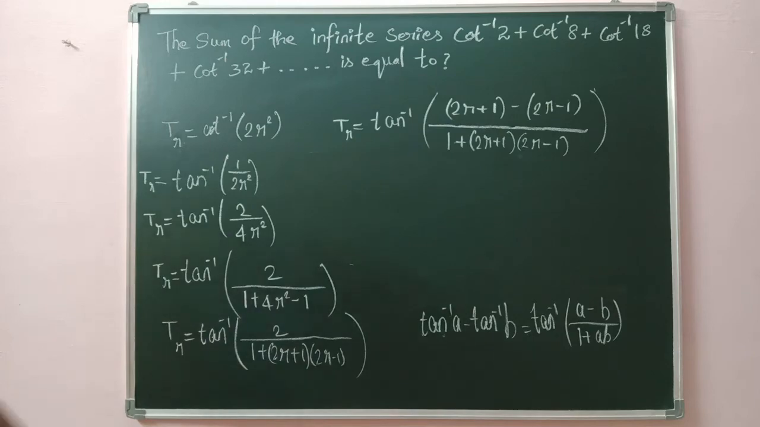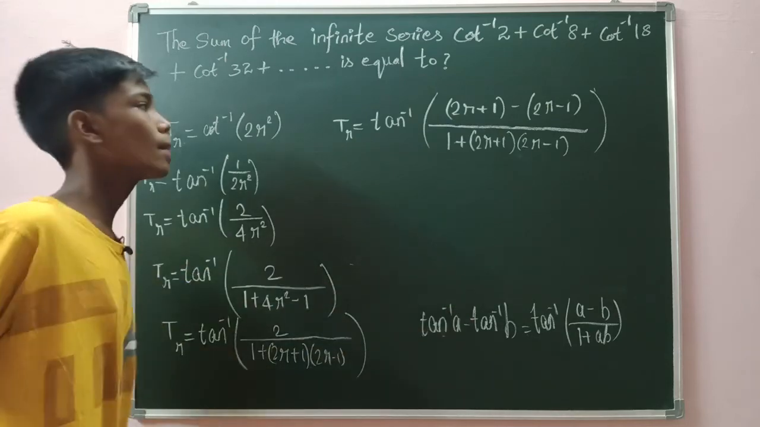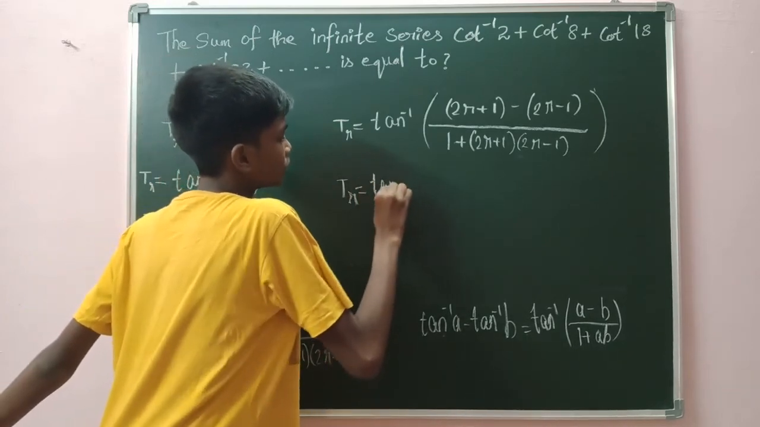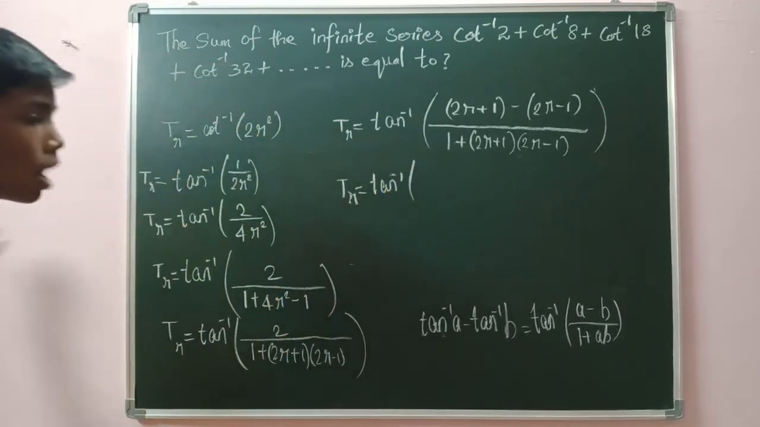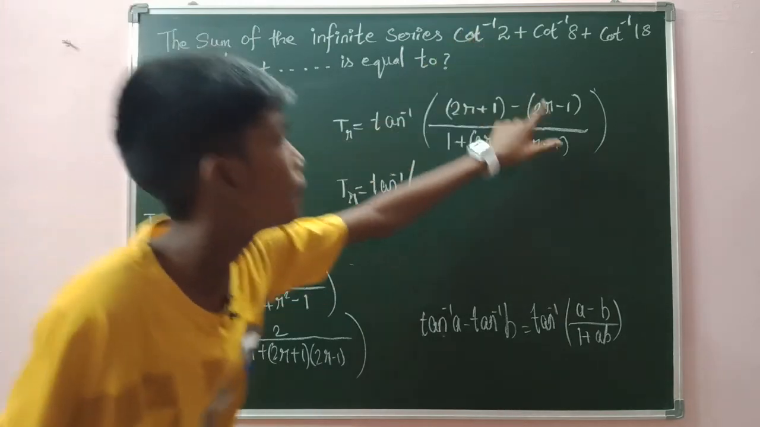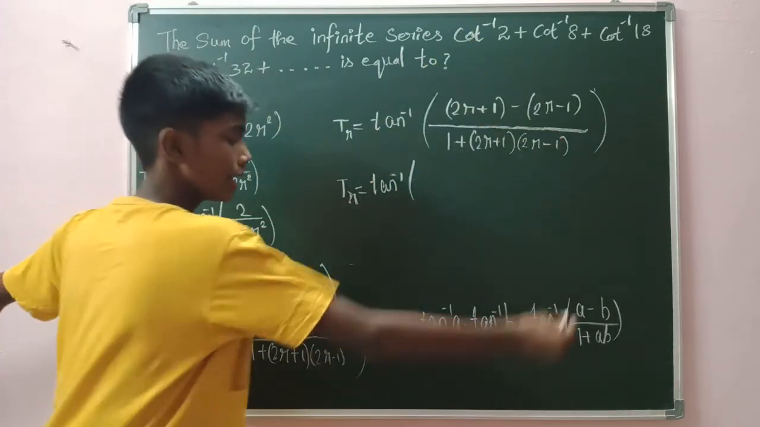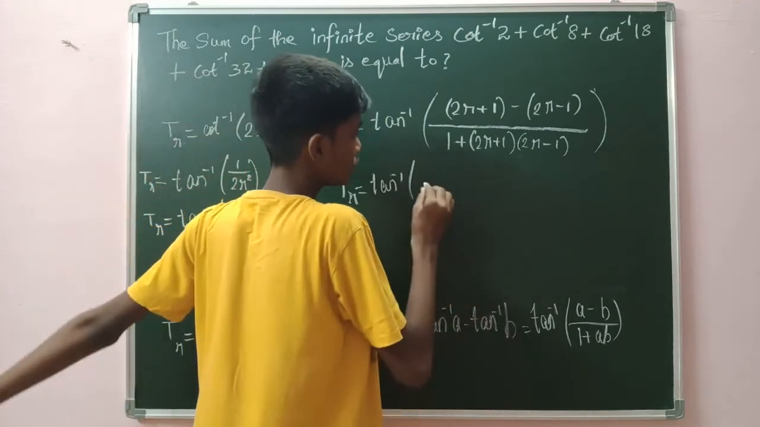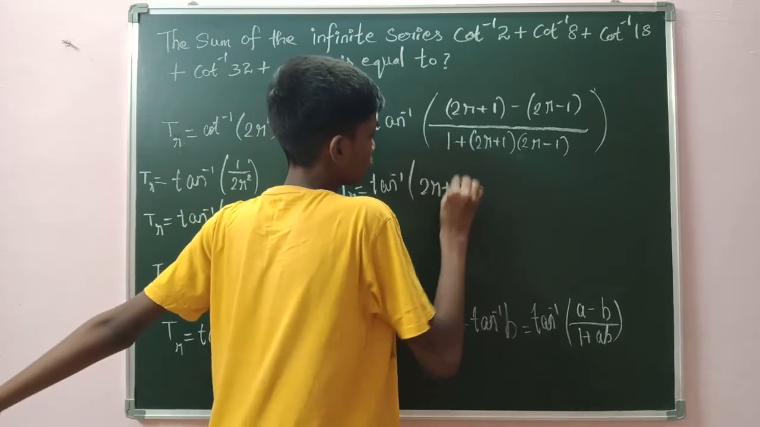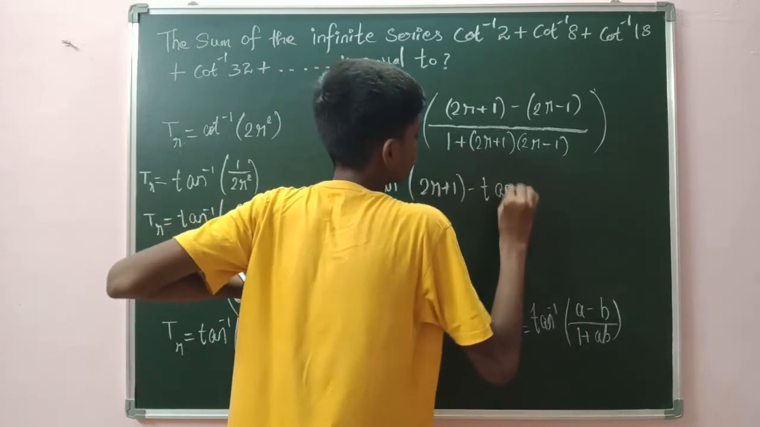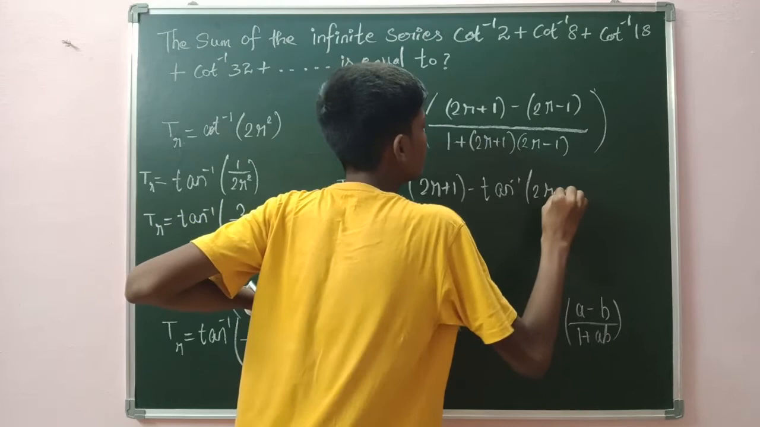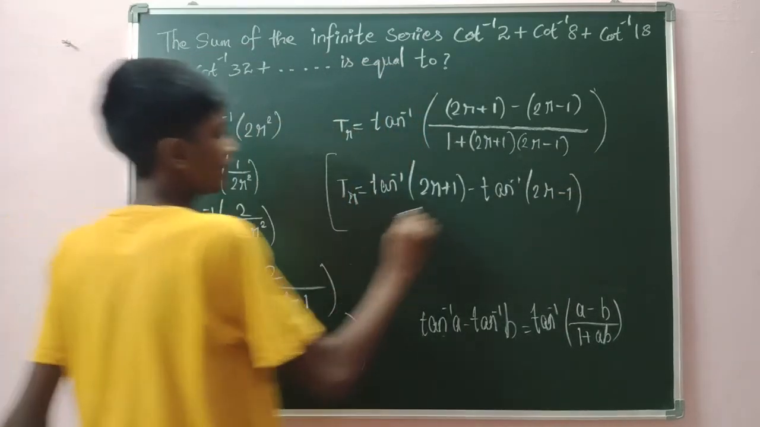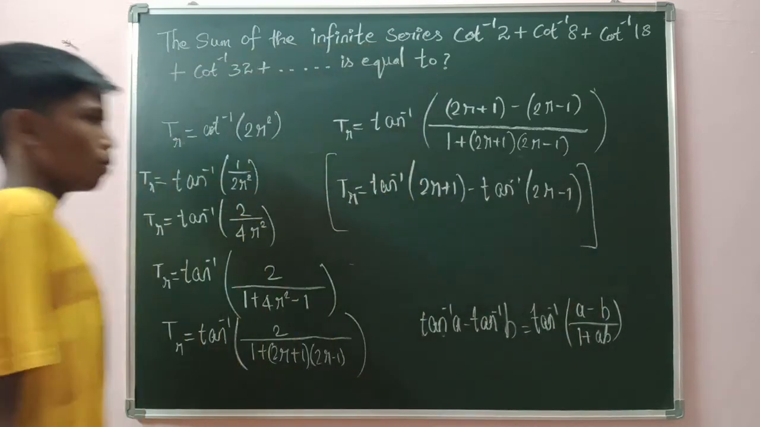I mean for the particular chapter. Okay, so this is the formula I'm going to use now. I can write the same TR as tan inverse of, here your A is 2r plus 1 and B is 2r minus 1. So A is 2r plus 1 and B is 2r minus 1. Hence, this will be tan inverse of (2r plus 1) minus tan inverse of (2r minus 1). Correct now? And that is the final conclusion we can make about your general term.